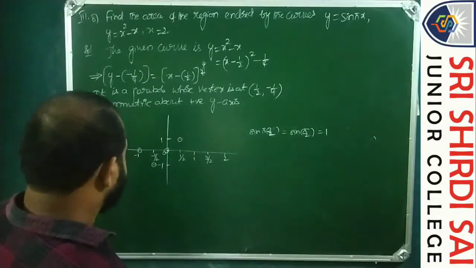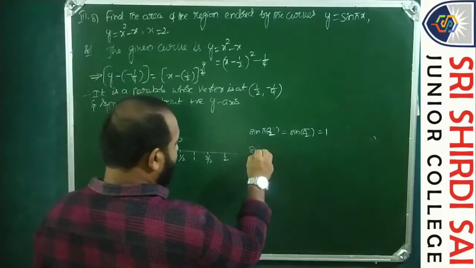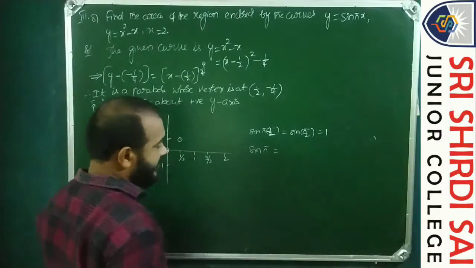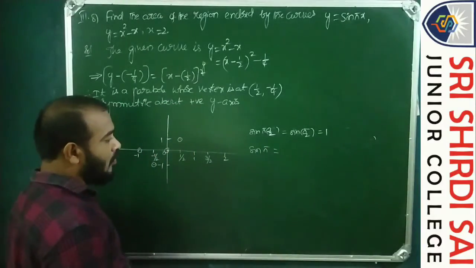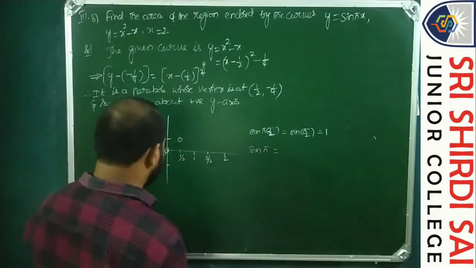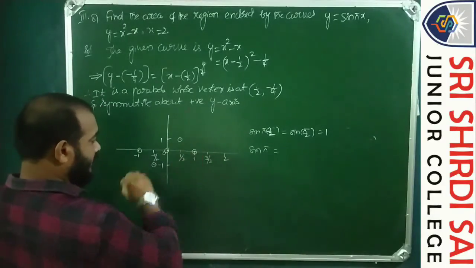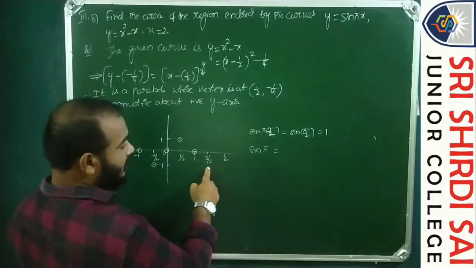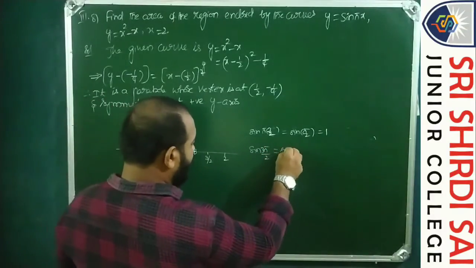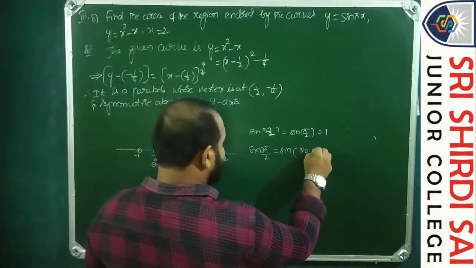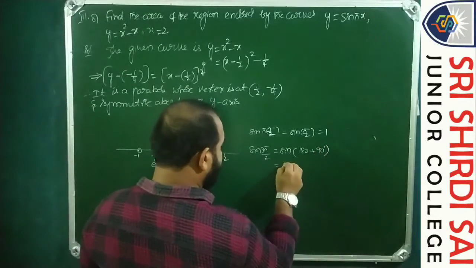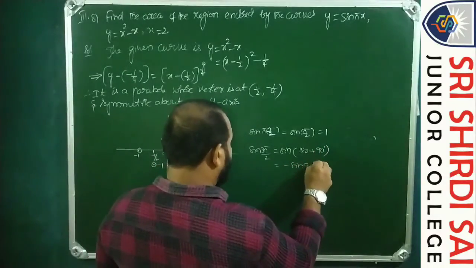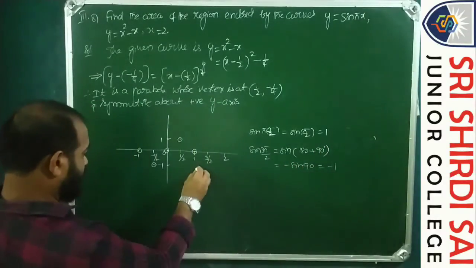Next, sin(π × 1). Sin π is sin 180, which is sin(90 + 90), that is cos 90. Cos 90 value is 0 here. Next, at x = 3/2, sin(3π/2) is sin(180 + 90), which is minus sin 90. So minus 1, and this is here.